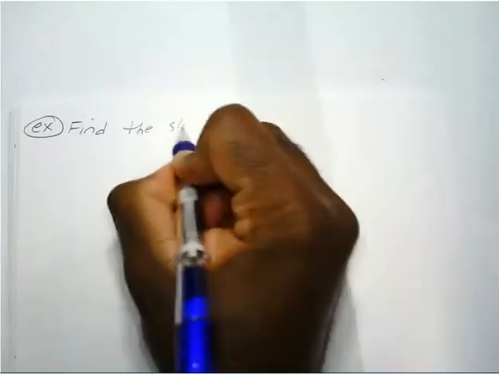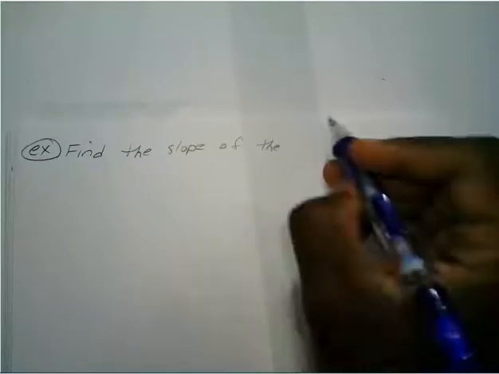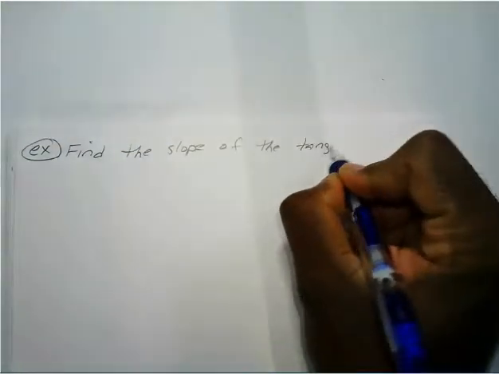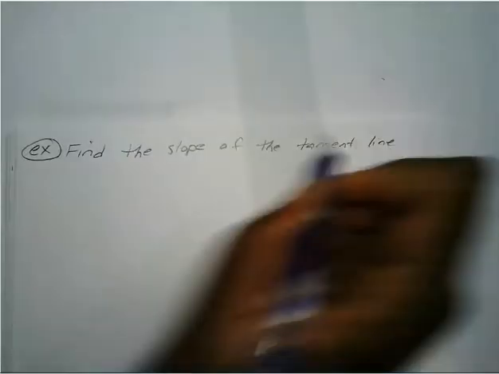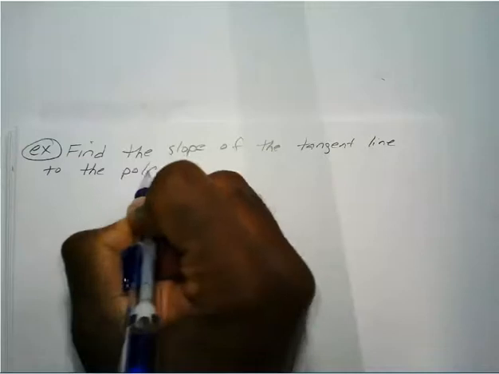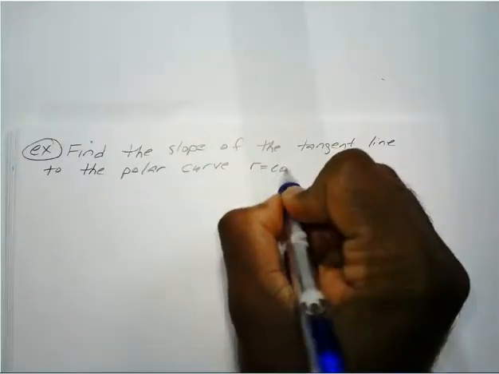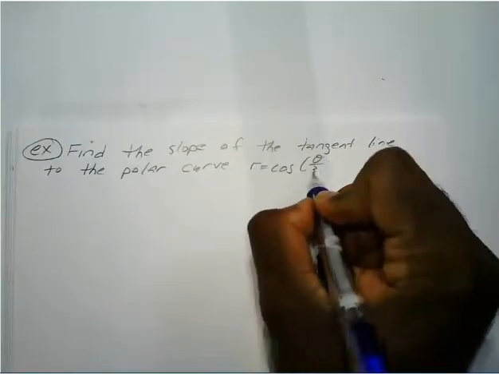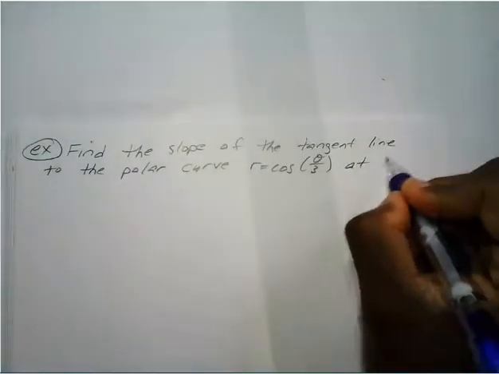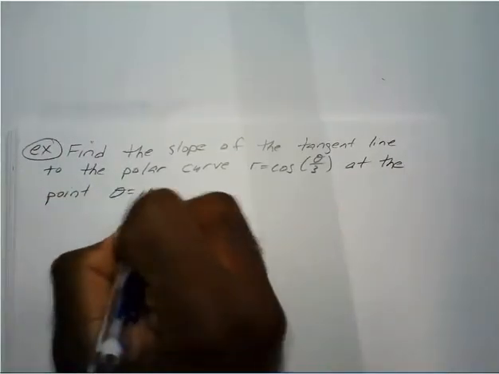But for example, let's say we wanted to find the slope of the tangent line to the polar curve r equals cosine of theta over 3 at the point theta equals pi.